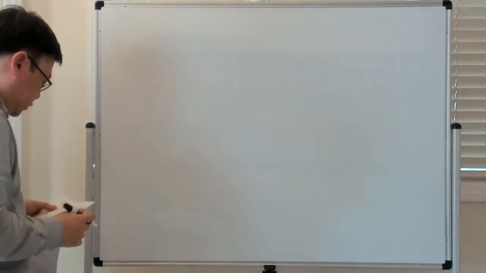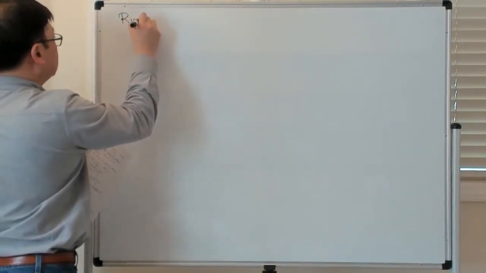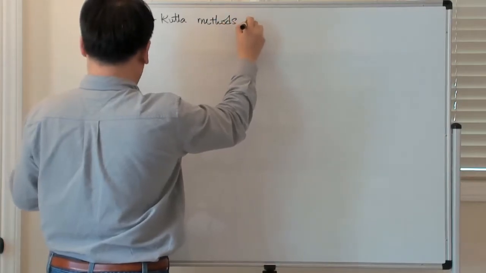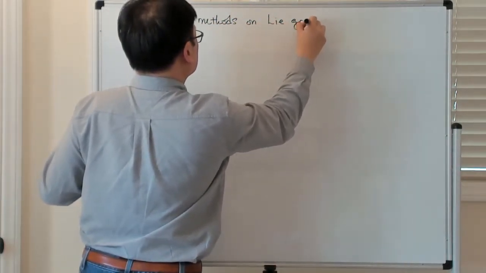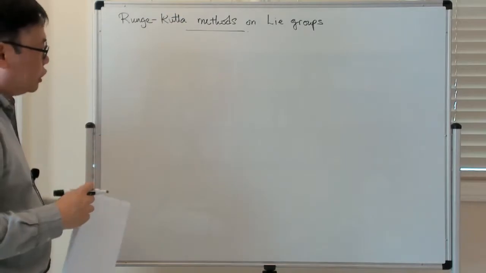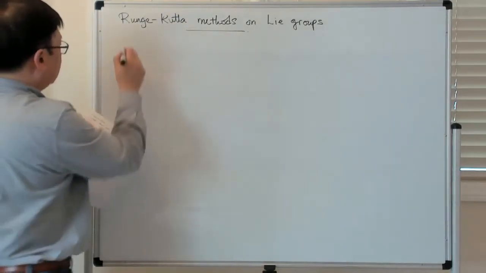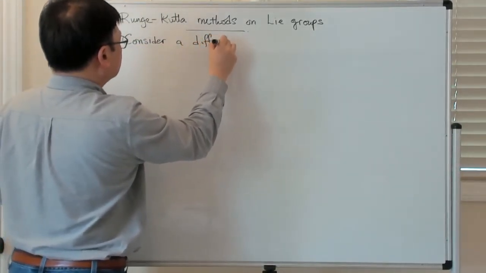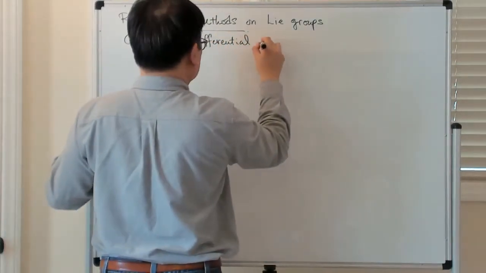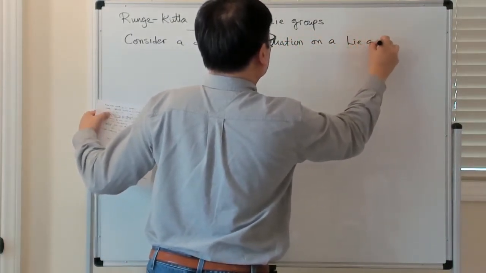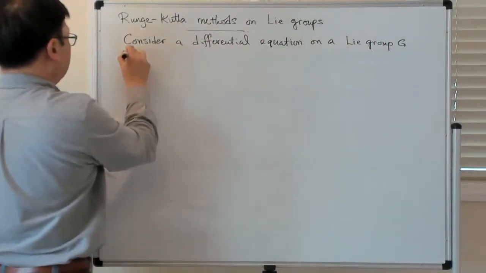All right, so now we're going to discuss how to extend Runge-Kutta methods to Lie groups. And so let's first set up a general class of equations on a Lie group. So let's consider a differential equation on a Lie group G in the following form.